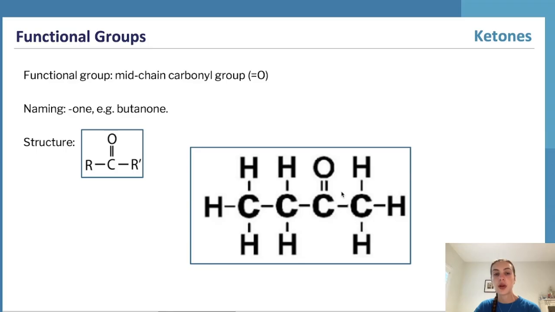The general structure of these is that we have an R group, that being our carbon chain, followed by our carbon in the middle of that chain with the double bonded oxygen, the carbonyl group, and then followed by the rest of the chain, that being our R prime group.